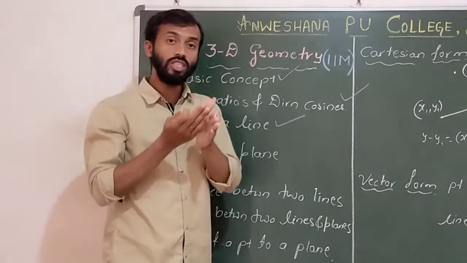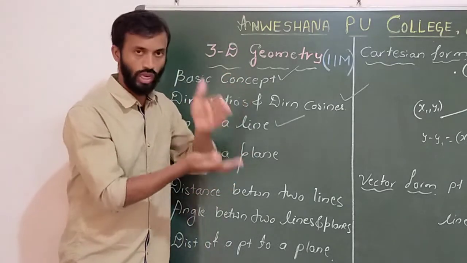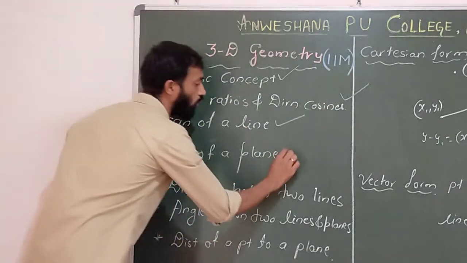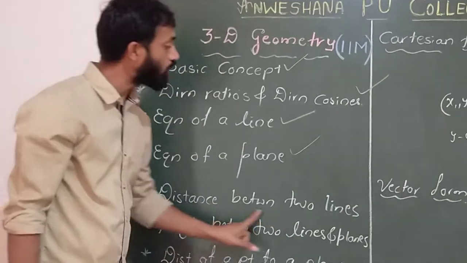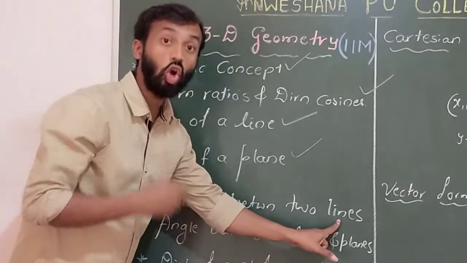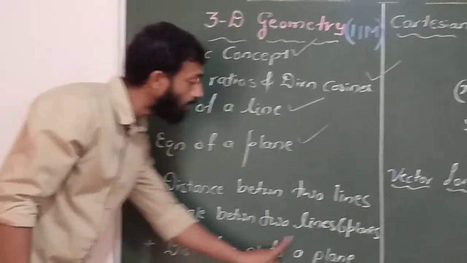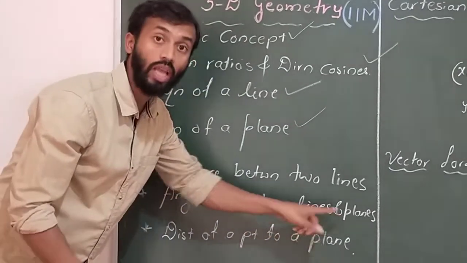What difference is there between the equation of a line in Cartesian form and in vector form? I will let you know that later. Next we are going to study the equation of a plane. And next, the shortest distance between two lines. Along with that we are going to study the angle between two lines, and the angle between two planes.